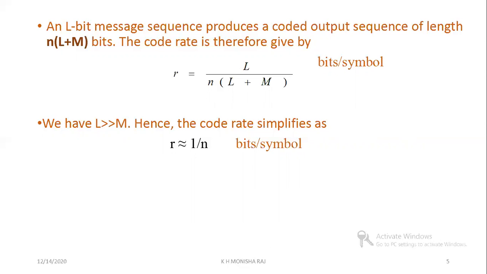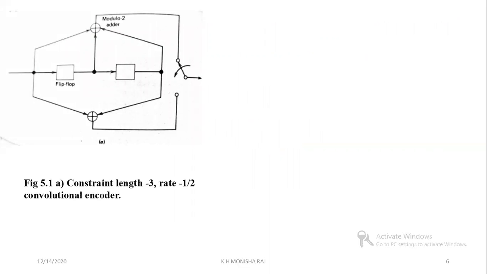After knowing the gist about the convolutional encoder, next we will be seeing the block diagram of the convolutional encoder. The figure shown in the slide shows a convolutional encoder with small n equal to 2 and capital K, that is the constraint length, equal to 3. Hence, the code rate of this encoder will be 1/2. The encoder in the figure operates on the incoming message sequence one bit at a time.